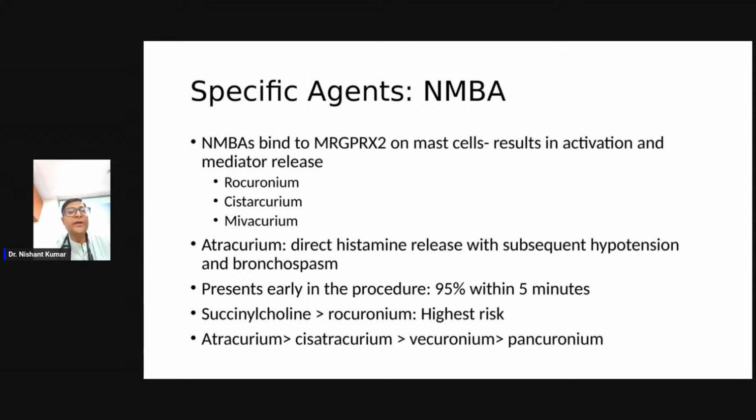NMBAs, again, as I said, bind to MRGPRX2 on mast cells. So this is non-IgE mediated, most commonly seen with rocuronium, cisatracurium, and mivacurium. Atracurium causes a direct histamine release with subsequent hypotension and bronchospasm. It presents early in the procedure, within 5 minutes. And succinylcholine, in fact, has a higher risk of anaphylaxis as compared to rocuronium. And if we rate it, atracurium is more than cisatracurium is more than vecuronium, and least is pancuronium. So most common is succinylcholine, followed by rocuronium, and then atracurium and cisatracurium. Next, please.